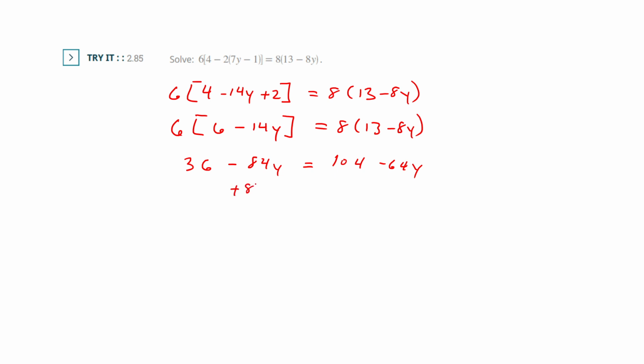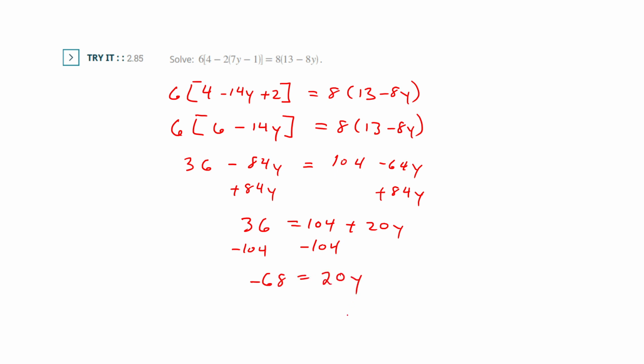I'm going to add 84 here, 84y, to get rid of those, to keep it positive. So I've got 36 now equals 104 plus 20y. Now this is a basic problem. The numbers are larger, but I want the factoring puzzle, so I'm getting rid of 104. Okay, so I get -68 equals 20y.